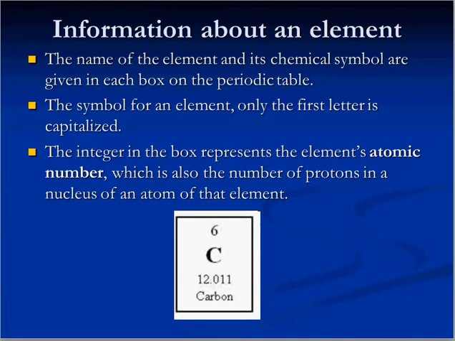So we've got some information about elements. The name of the element and its chemical symbol are given in each box on the periodic table. For the symbol of an element, only the first letter is capitalized, and any other letters are lowercase. The integer in the box represents the element's atomic number. In our example on this slide, the 6 is the atomic number, which is also the same as the number of protons in the nucleus of the atom for that element.